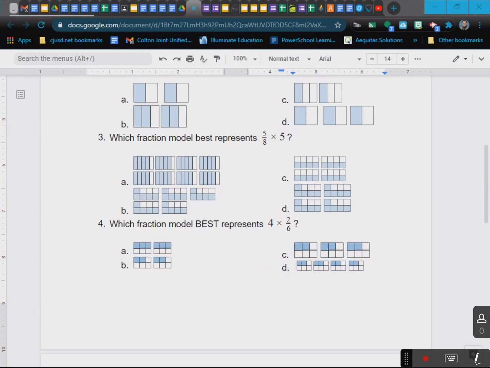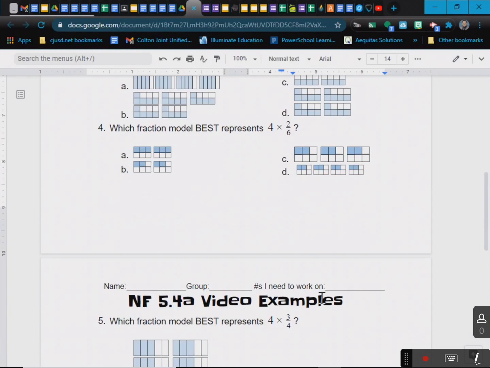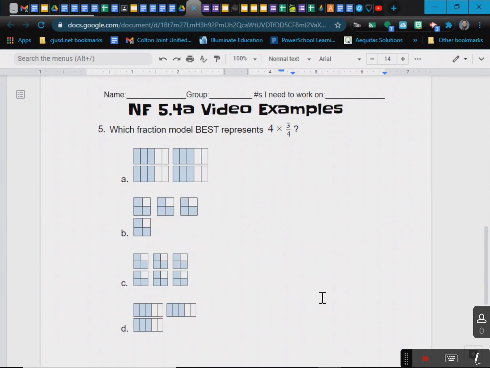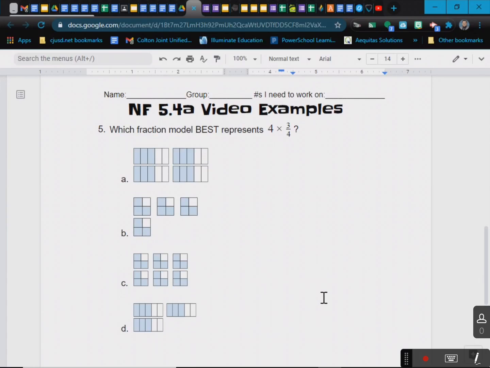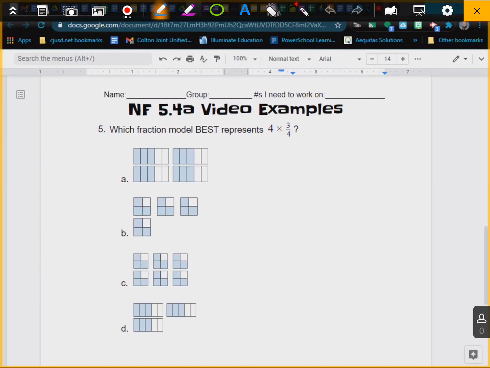We got one more problem. And if this still isn't making sense, you should pause and write down a question to ask me tomorrow or the next school day. Number 5. If you want to pause here, you can.